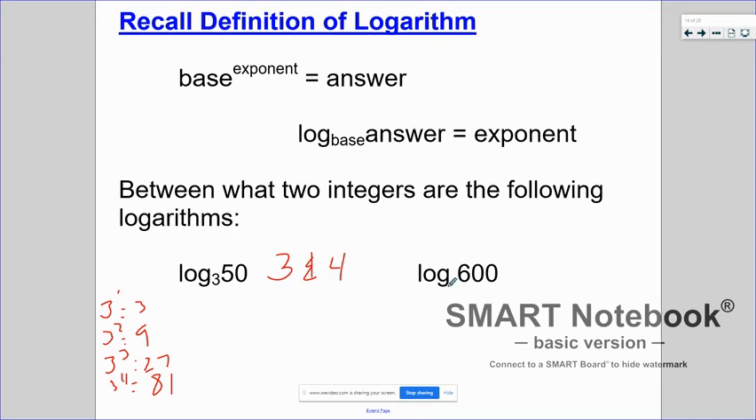Log 600. So there's no base number written, so that's base 10. So 10 to the 1 is 10, 10 to the 2 is 100, 10 to the 3 is 1,000. So this one must be between 2 and 3.